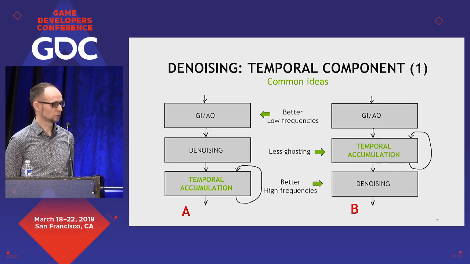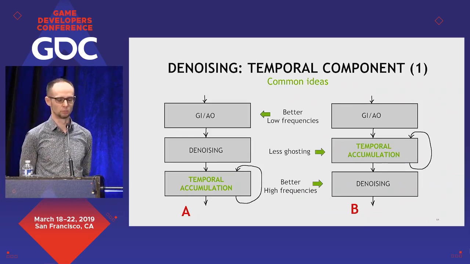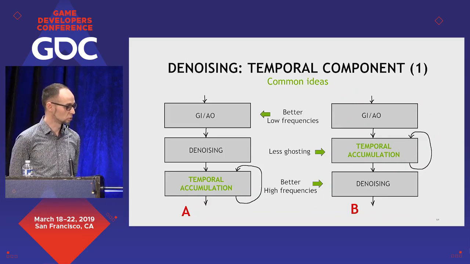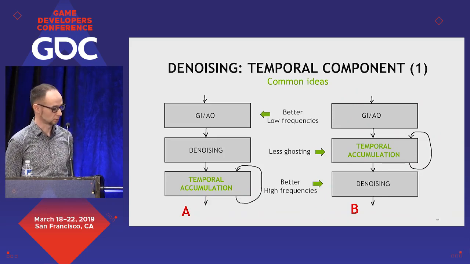The temporal component is something which reproduces the accumulated history from many, many previous frames. And there are two common ideas. We can do temporal accumulation before denoising or after denoising. If it's done after, it leads to more stable low frequencies. If it's done before, it leads to better high frequencies because variance will be greatly reduced. But we don't use that.